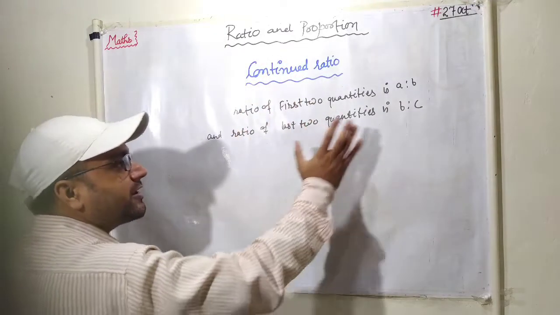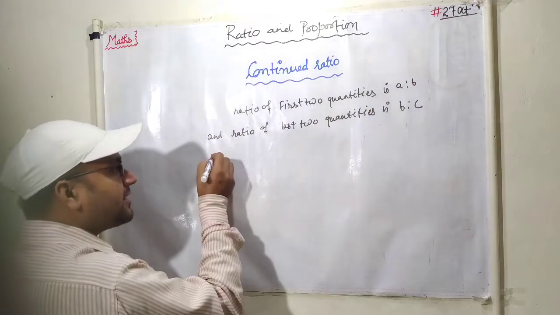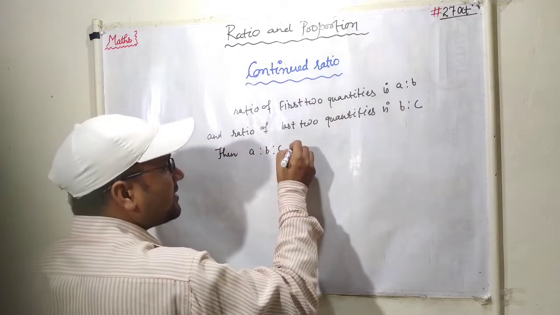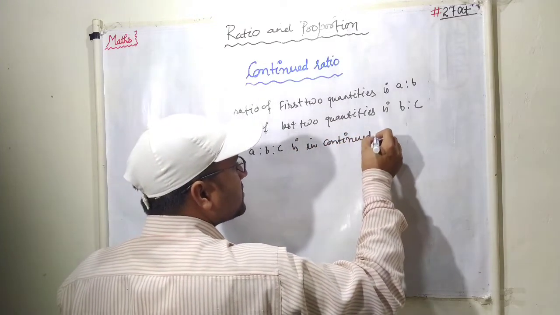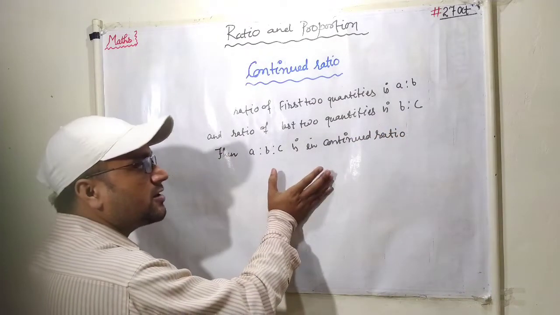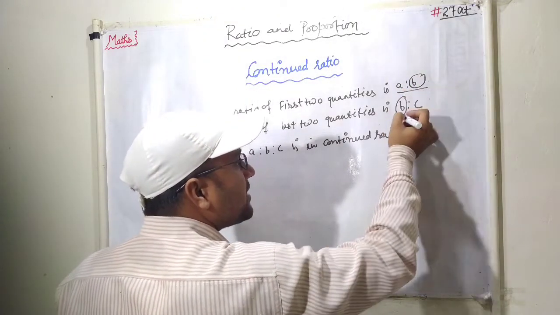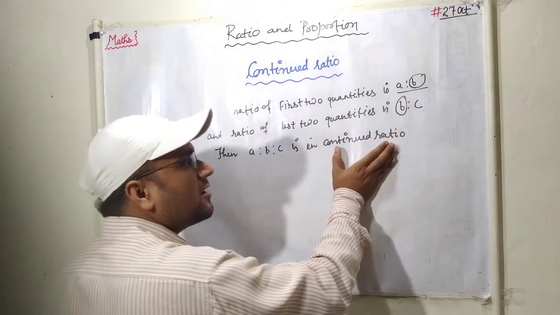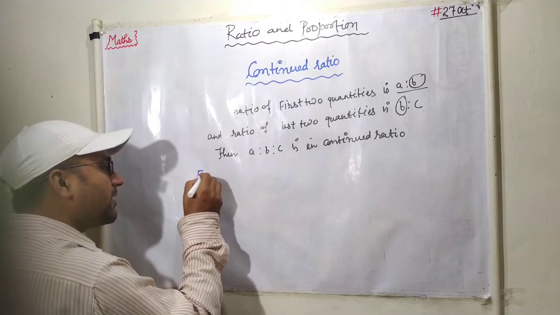Then we say that the three quantities A, B, C are in continued ratio. See this one, B is common in these ratios, A ratio B and B ratio C. Then A ratio B ratio C is said to be a continued ratio. I will show you with an example, students.